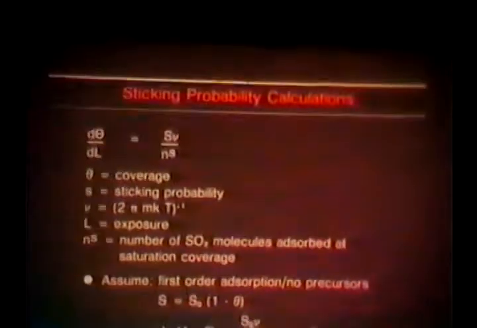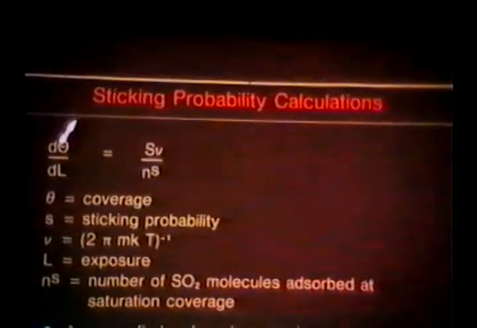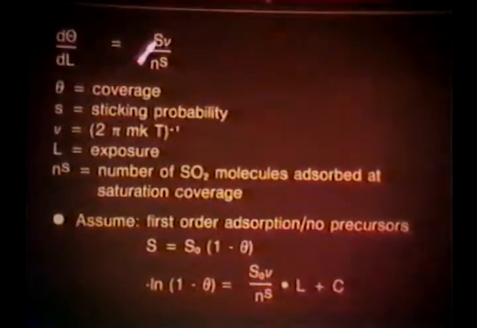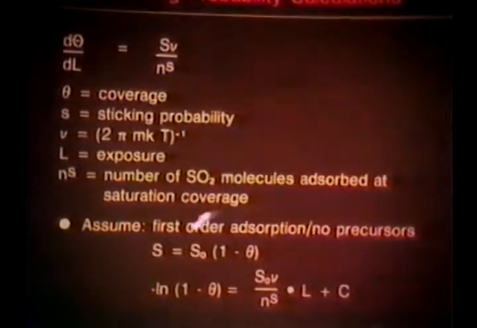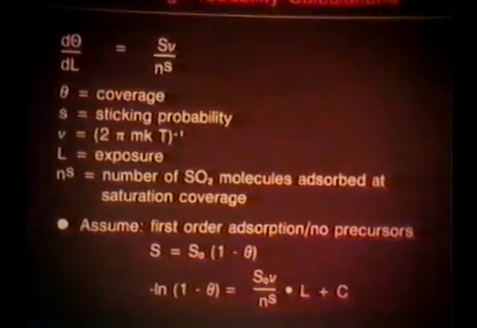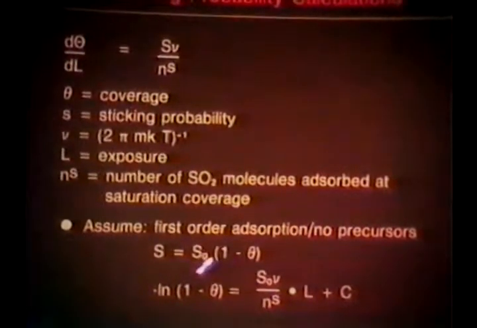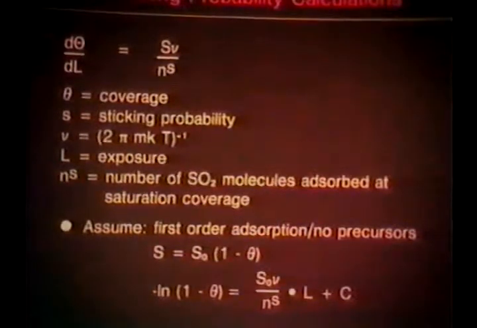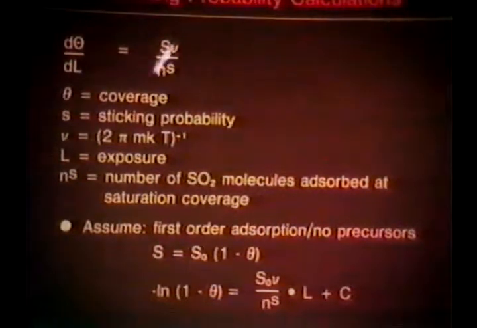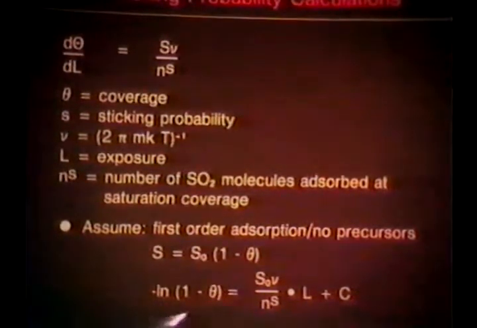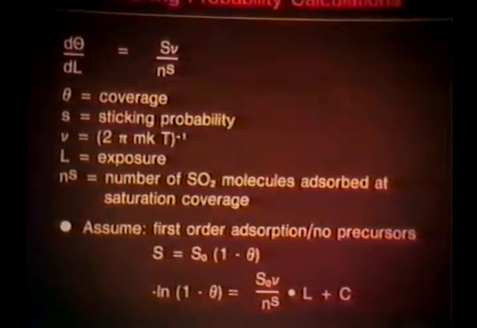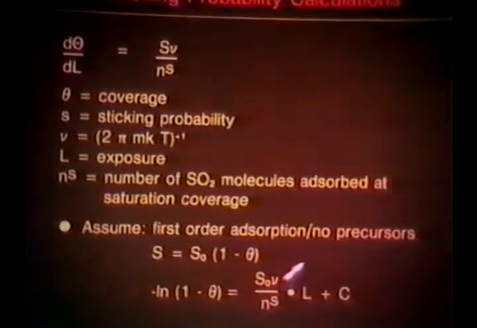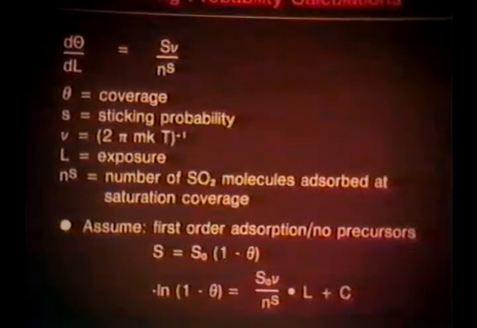Now finally, the sticking probability calculations. Coverage theta and exposure L are related to sticking probabilities as seen in this equation. Now if we assume that there is a first order absorption with no precursors, then S should be equal to S0 times 1 minus theta, where S0 is the initial sticking probability. If we combine the two equations and integrate, we get this form of equation. Now if you plot log of 1 minus theta versus L, we should get a straight line if our assumptions are correct. And from the slope, we should be able to calculate the initial sticking probability.